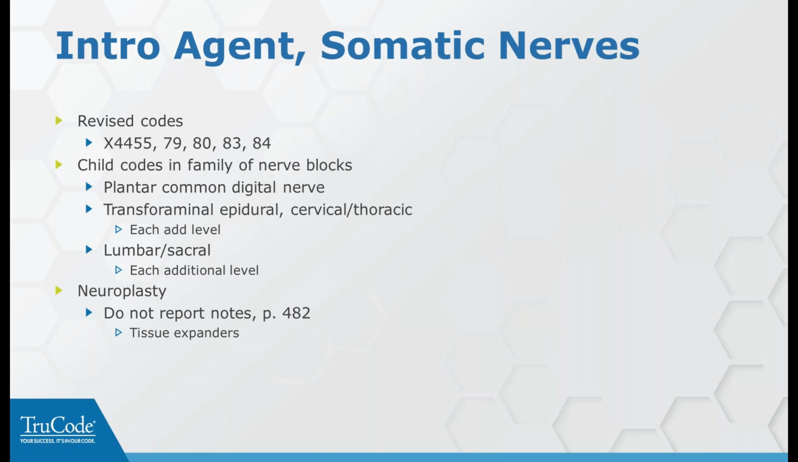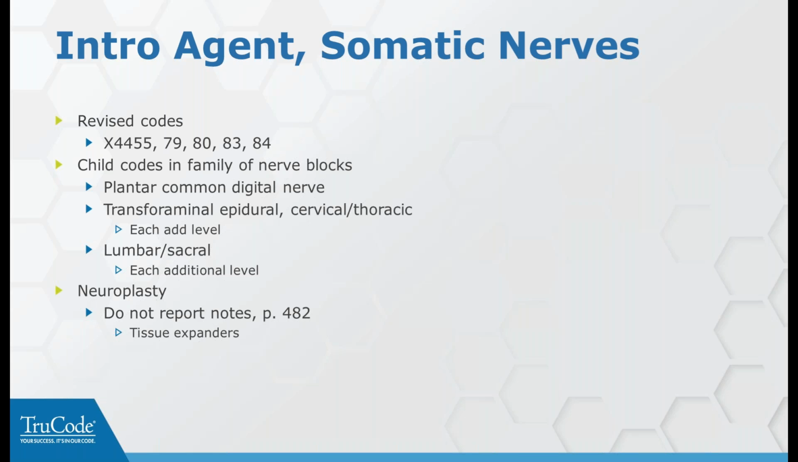There are some revised codes over. Let's look at 64455, over on page 475 in your code book. 64455 is underneath the introduction of an agent and the somatic nerves. This is where you've got the plantar common digital nerves, or Morton neuroma. Basically, these are all now child codes. Remember, we talk about a family of nerve blocks. Instead of standing on their own as individual codes, the common information is now found in the parent code. These all look like they're missing information in the definition, but it's because they are now child codes in the family. So it shouldn't really hurt you too much. Just want to make sure you know why that is, the triangles there.